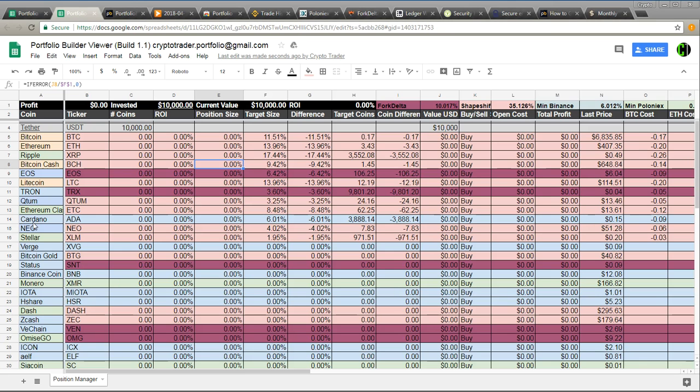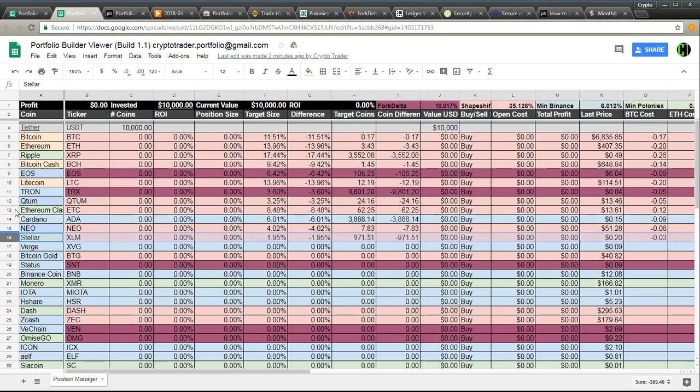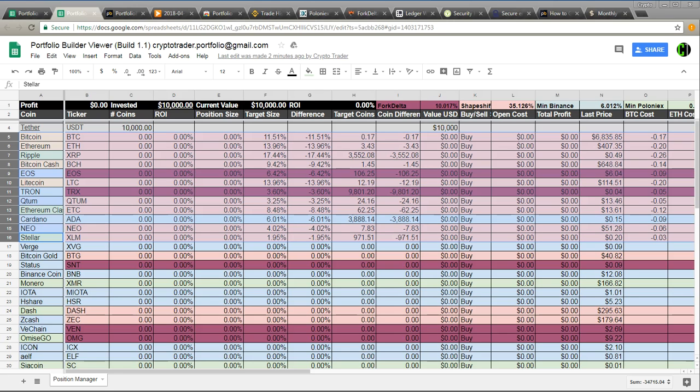Now in the free software, we're only giving you access to the top 12 all-star coins. These are Bitcoin, Ethereum, Ripple, Bitcoin Cash, EOS, Litecoin, Tron, Qtum, Ethereum Classic, Cardano, Neo, and Stellar. And in all honesty, these are the safest coins to invest in that have the most surefire gains ahead.